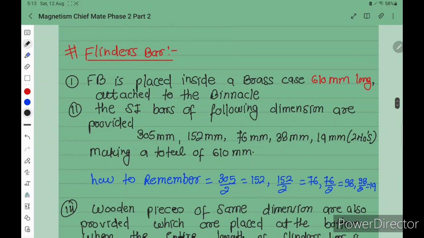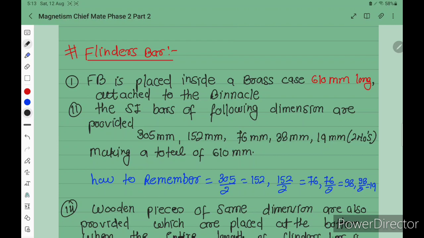Now the flinder bars. Flinder bars are placed inside a brass case 610 mm long, attached to the binnacle. The soft iron bars of the following dimensions are provided: 305 mm, 152 mm, 76 mm, 38 mm and 19 mm scale, two rods, making the total of 610 mm. So if you add all these numbers, you will get 610 mm. So how to remember this 305, 152, 76 and 38, 19 mm?